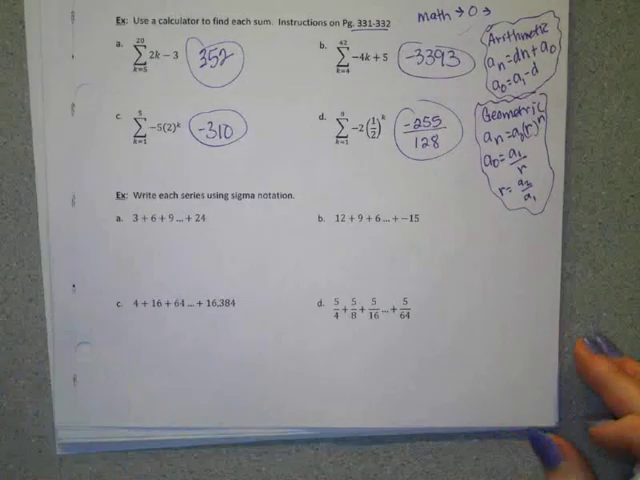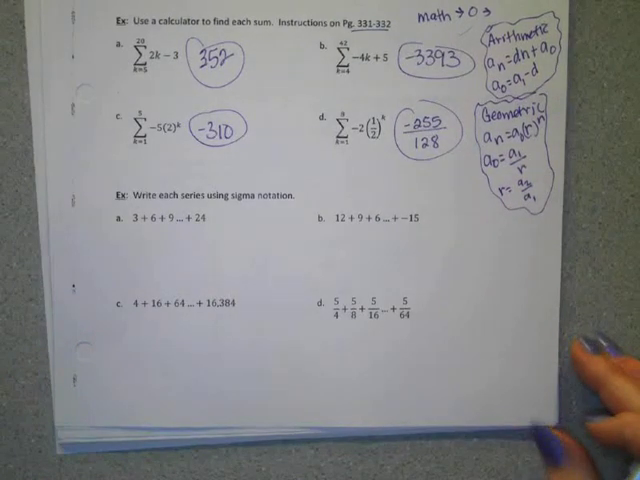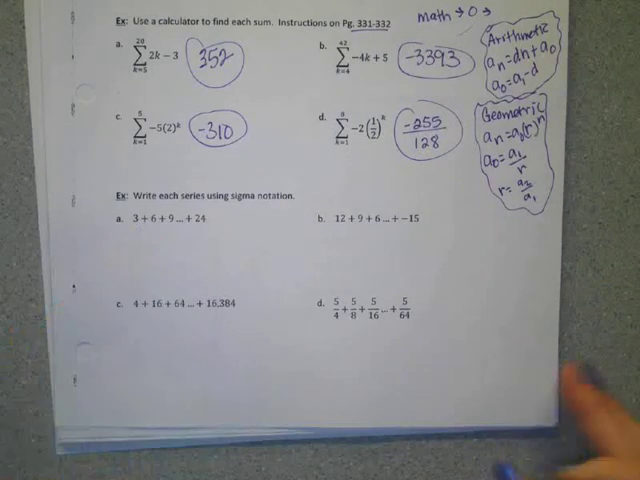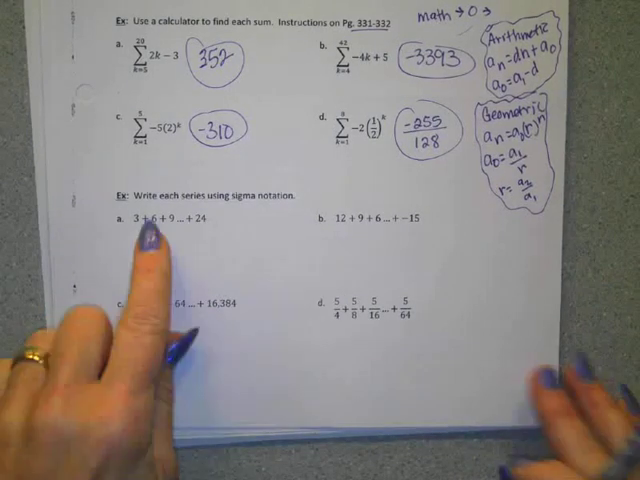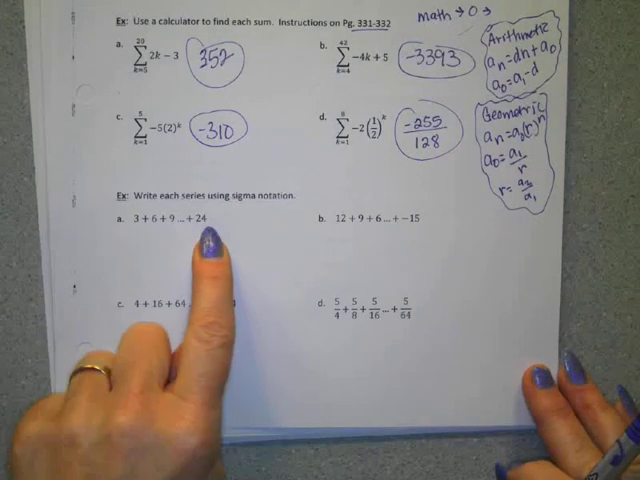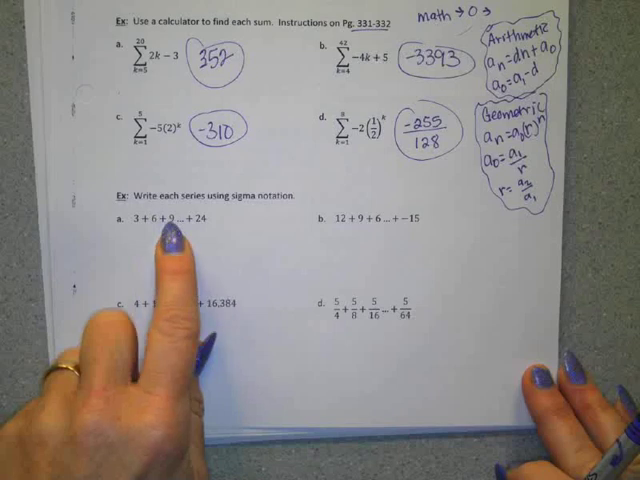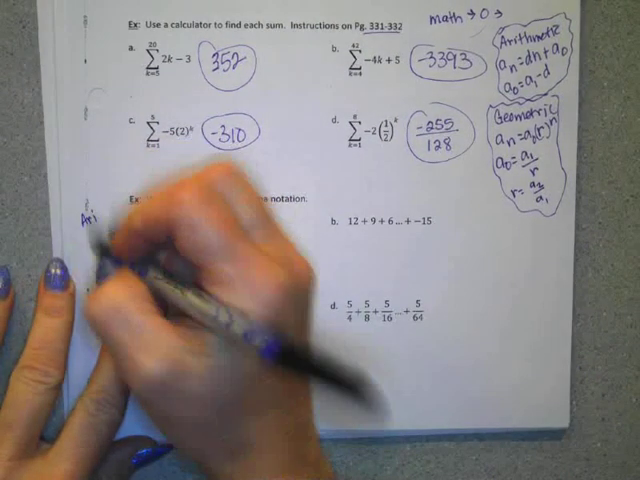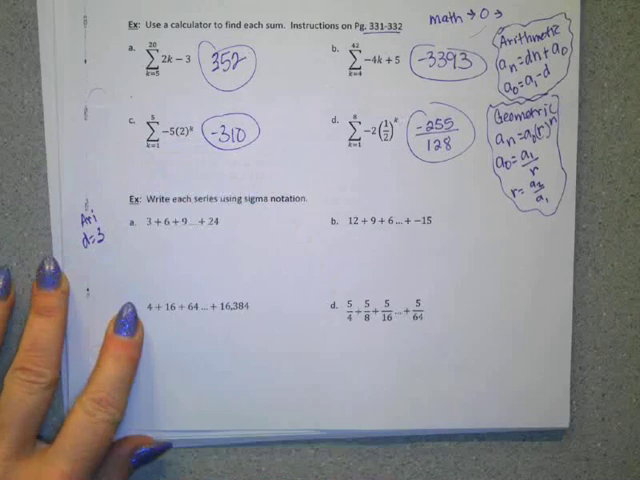So, example 3, the last part of your assignment. I look at this series and I've got 3, 6, 9, and then it ends at 24. So it looks like they're adding 3 each time, so that means that it's arithmetic. If it's arithmetic, that means that d equals 3.